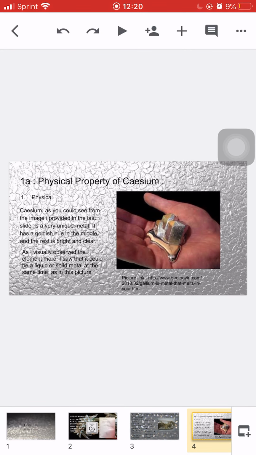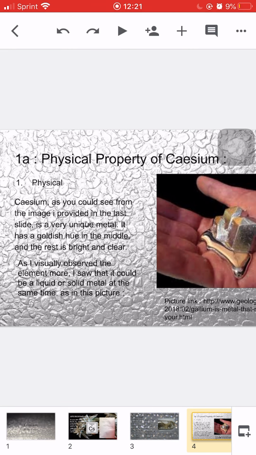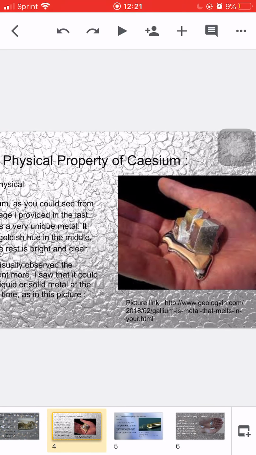1A, physical property of calcium. As you can see from the image I provided in the last slide, calcium is a very unique metal. It has a goldish hue in the middle, and the rest is bright and clear. As I visually observed the element more, I saw that it could be liquid or a solid metal at the same time, as in this picture. The picture link is right there.